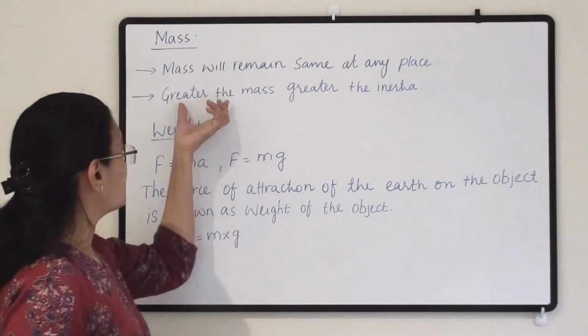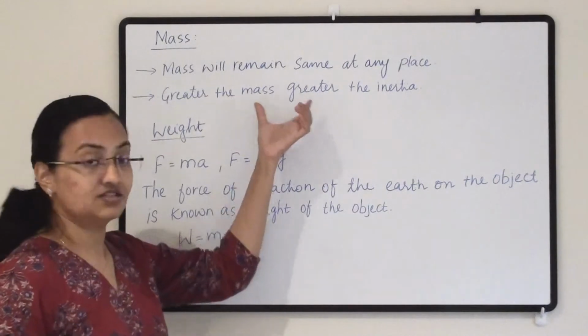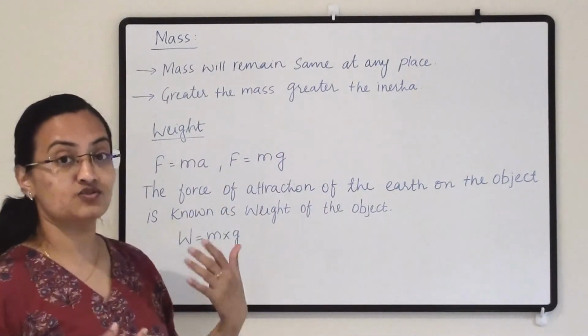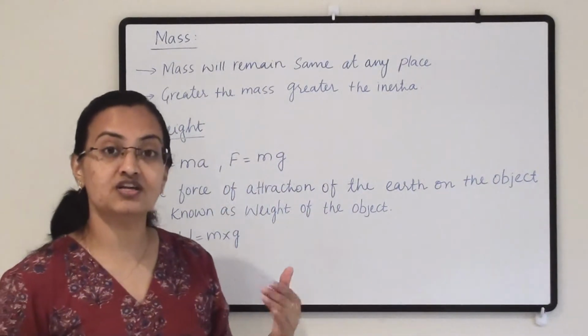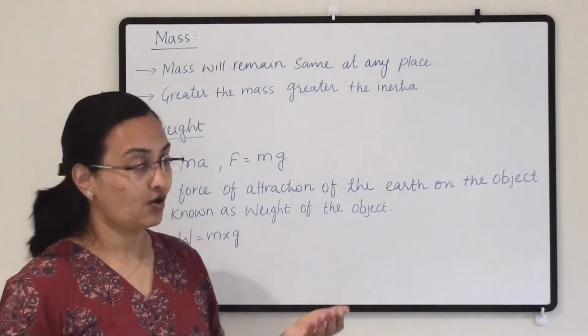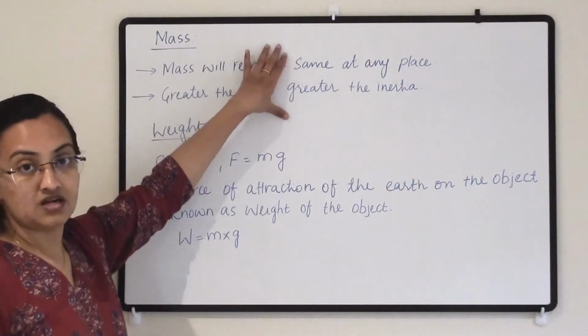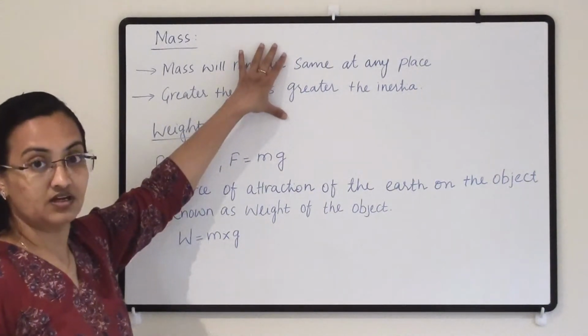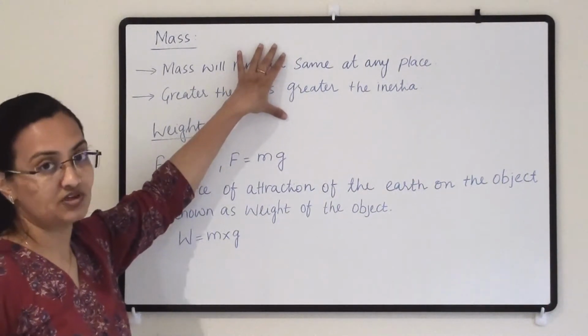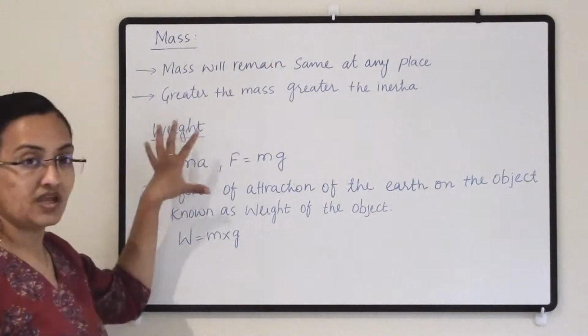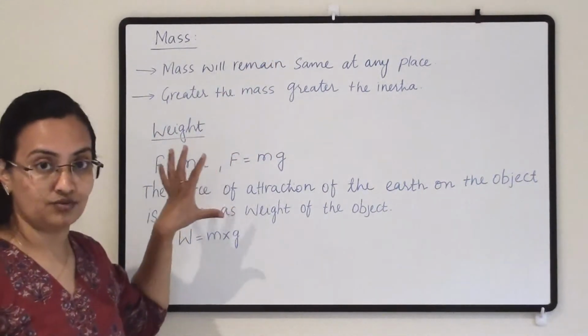From the previous chapters we know that the greater the mass, the greater the inertia. As mass is more for the object, the inertia will be more for that object. So this is all about mass. That mass is never going to change whether the condition or the place changes. Mass will remain constant. But weight is something different from mass.